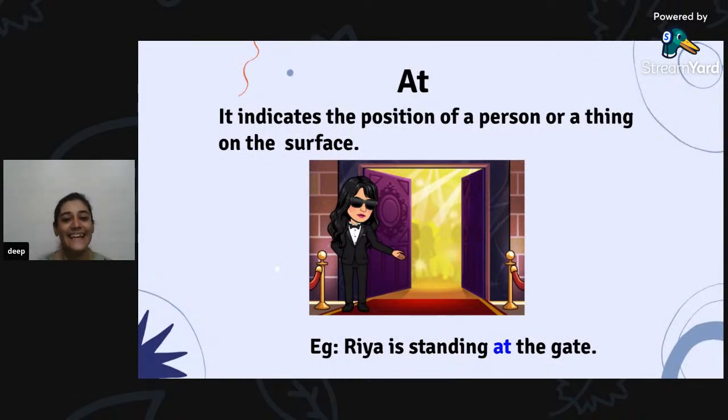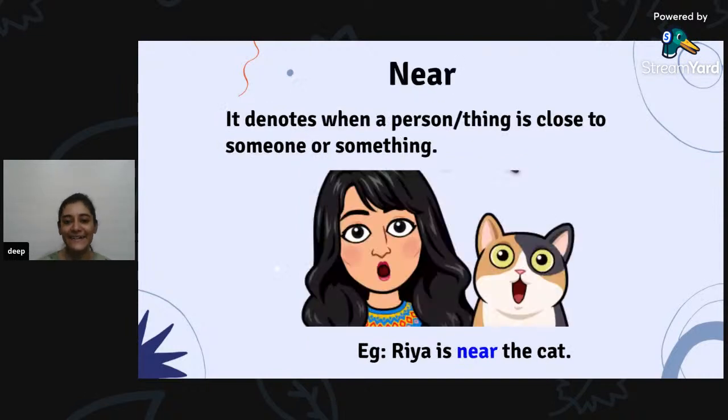Great. The next preposition is near. It denotes when a person or thing is close to someone or something. For example, Priya is near the cat. Or we can say the cat is near Ria. So you can type near in the chat box below.